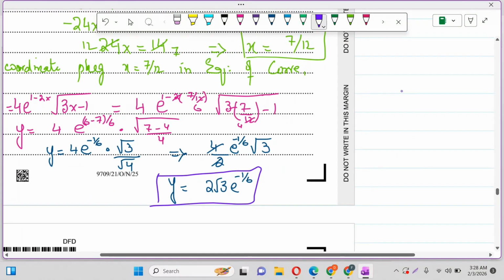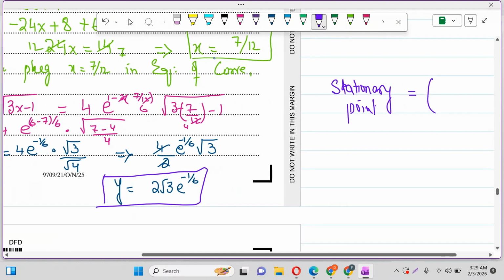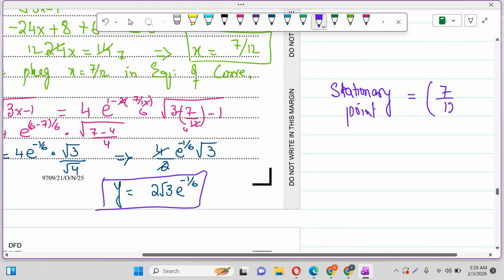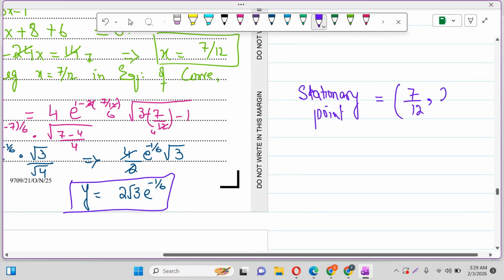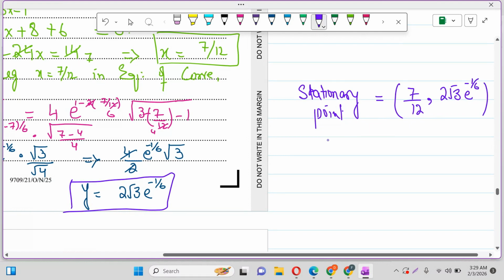So the stationary point is: the x coordinate is 7/12, and the y coordinate is 2√3 exponential of negative 1/6. That was the required answer.